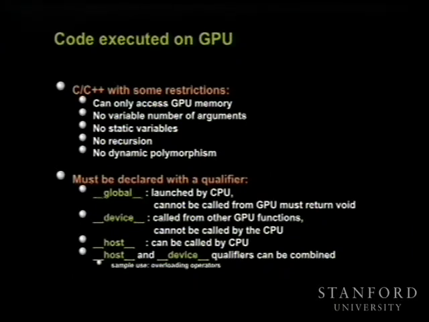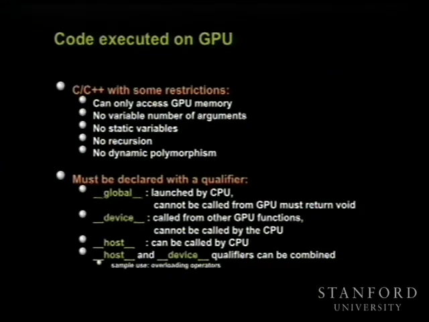This is reiterating what I've said a couple of times now and what Jared said in the first lecture. Functions with global prepended can be launched from the CPU onto the GPU. Global functions can call other functions, and if you want to call something within a global function, it needs to have device in front of it.